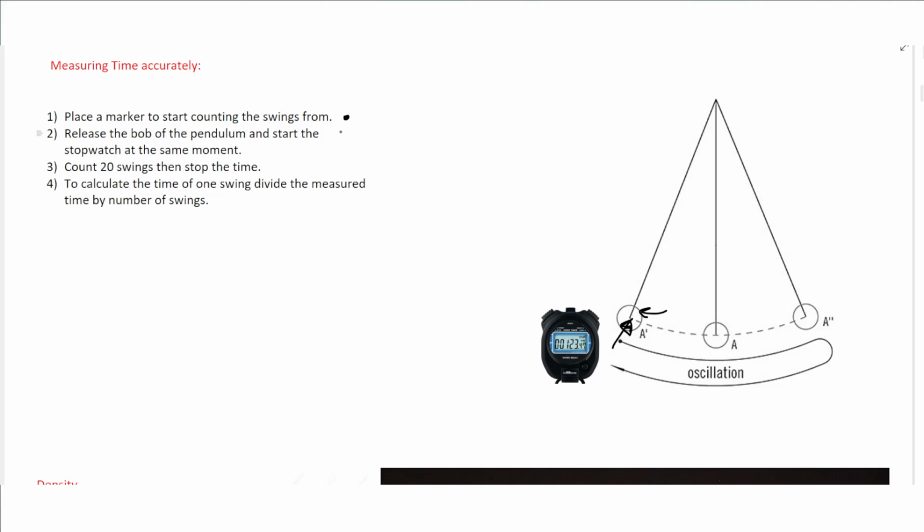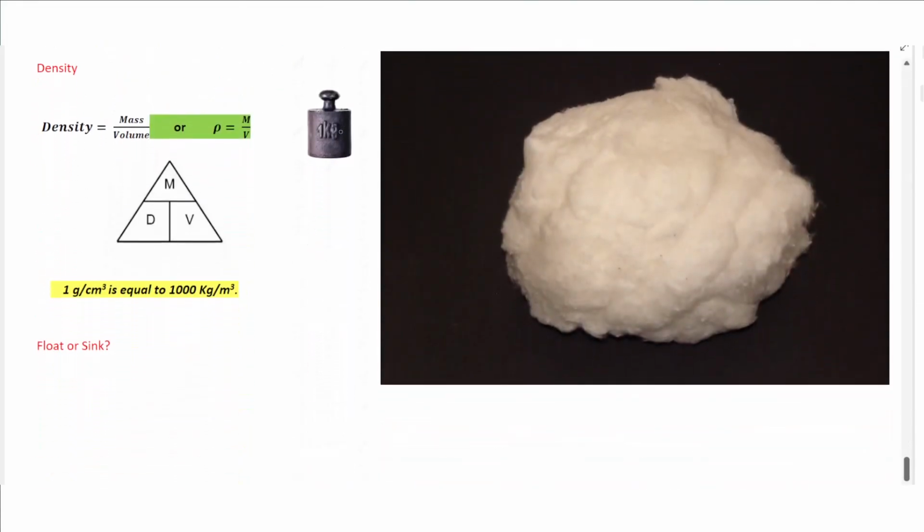It's better to divide after calculating the average instead of calculating the average many times for each oscillation, or dividing by the number of swings each time you measure, then you calculate the average. It's better to leave the average at the end.